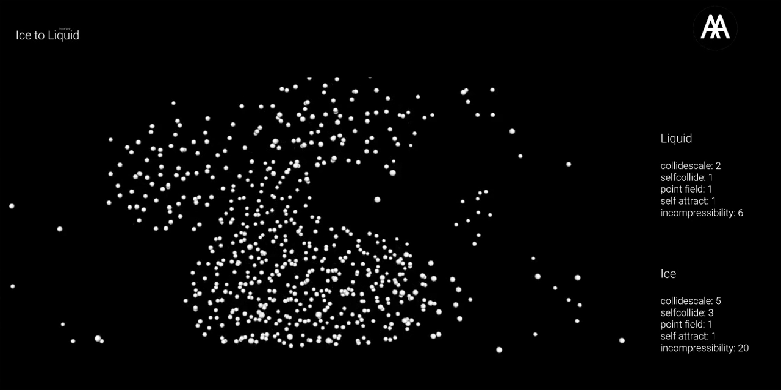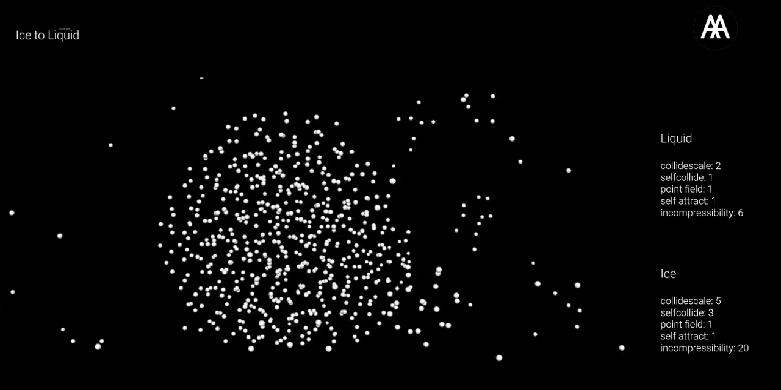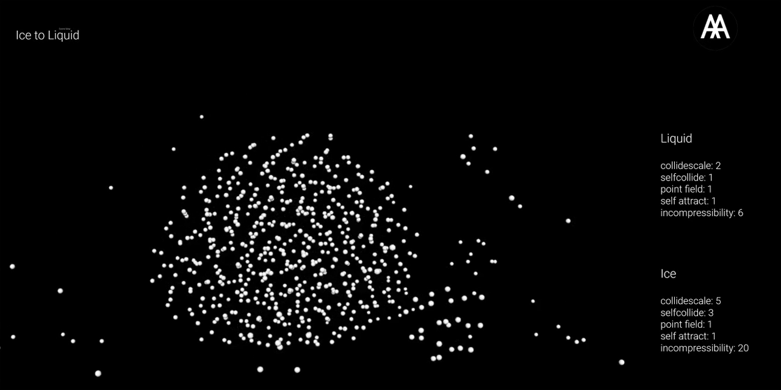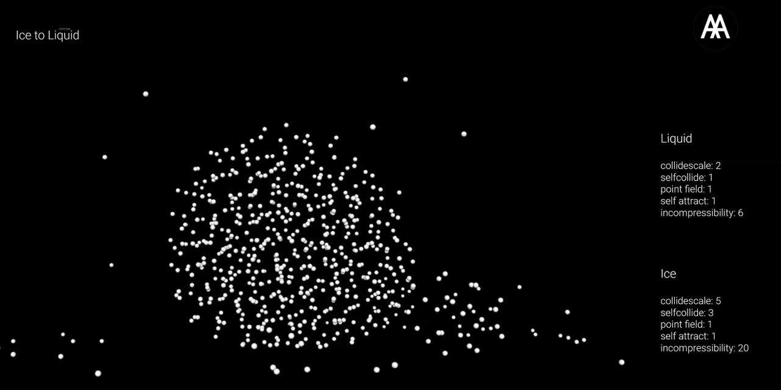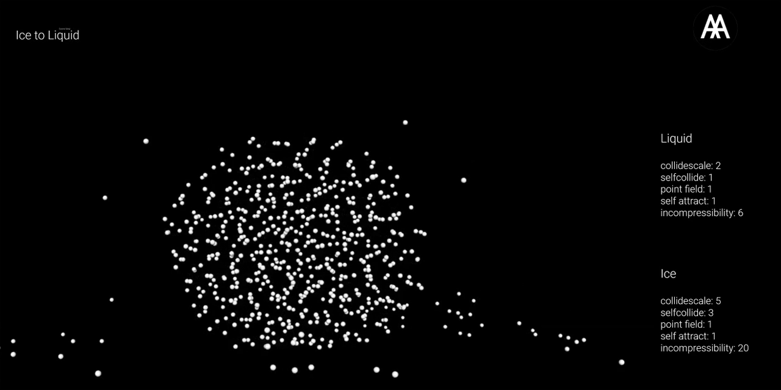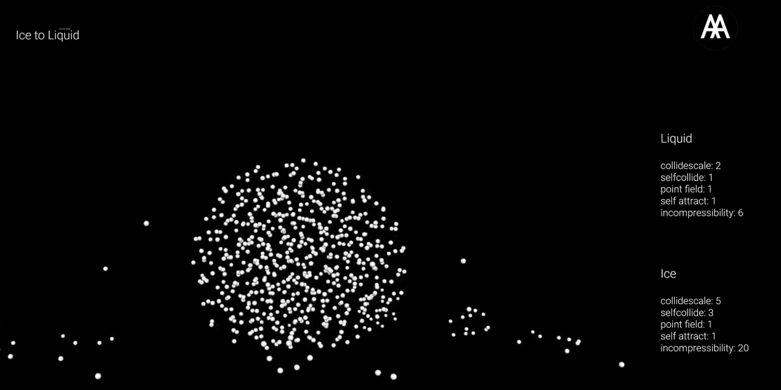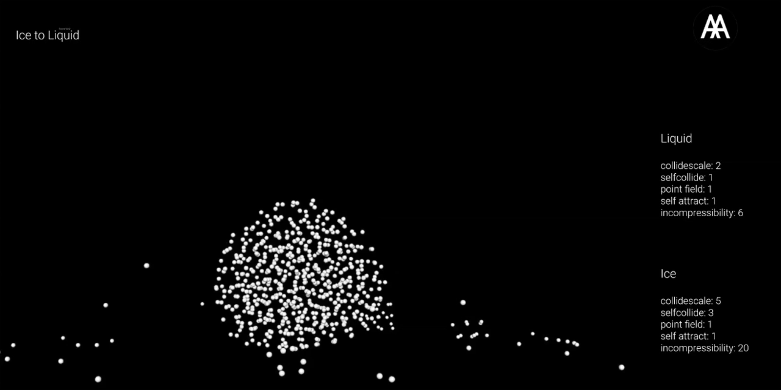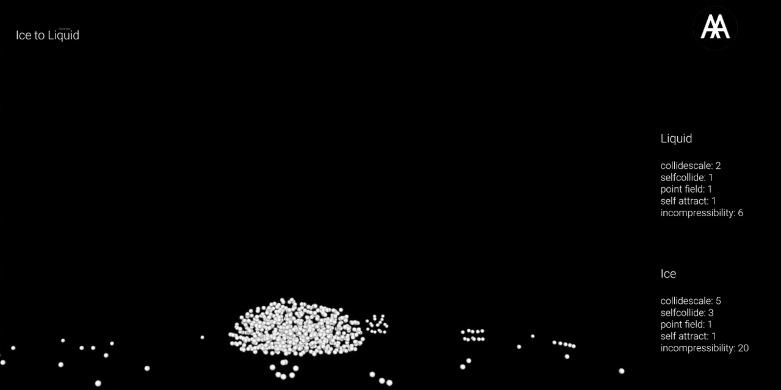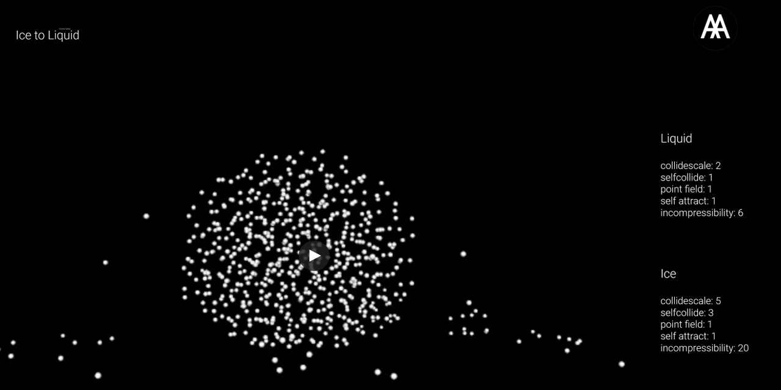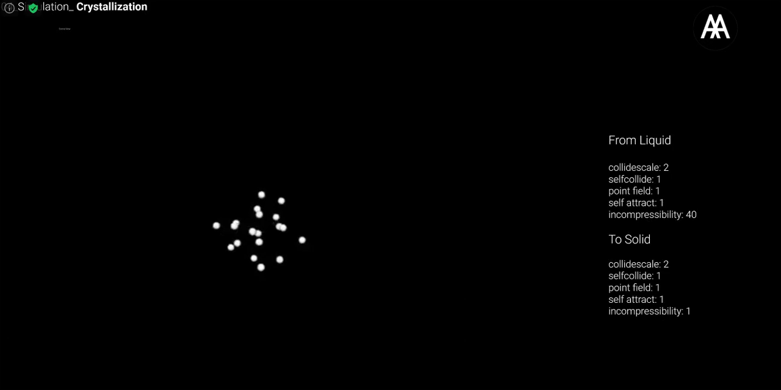So this was not very successful as an ice representation, but I think that this group of particles, like the smallest groups, seem to behave more like a crystal, because you can understand that the bonds between them are strong. But in the larger population, you can't really see that. So you're using collide scale, self-collide. That's fine. Point field.